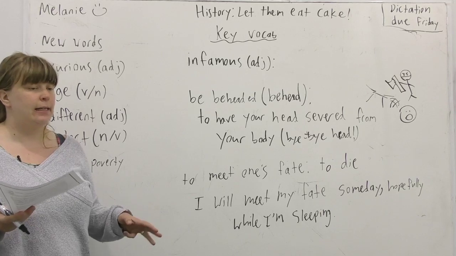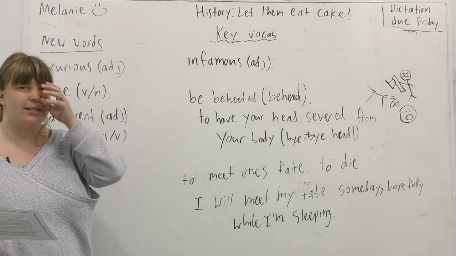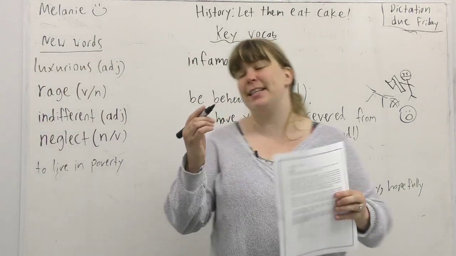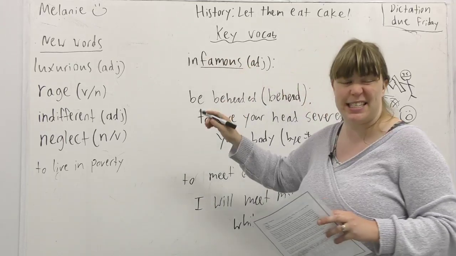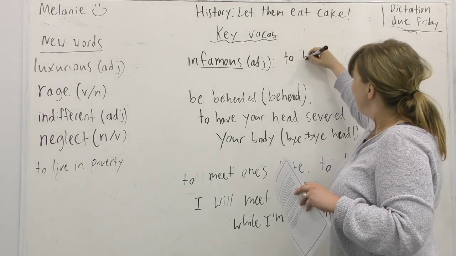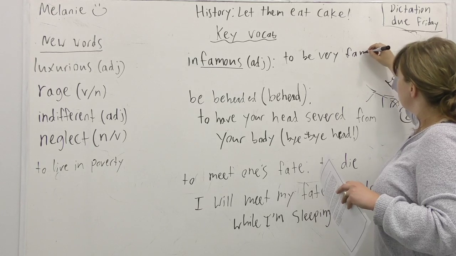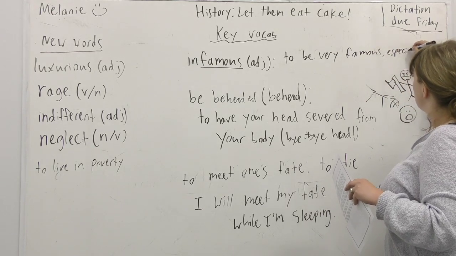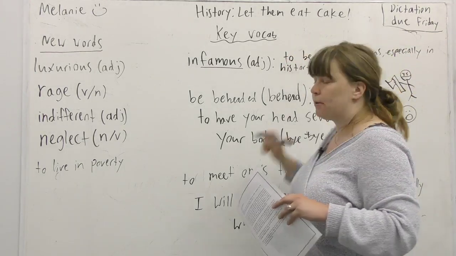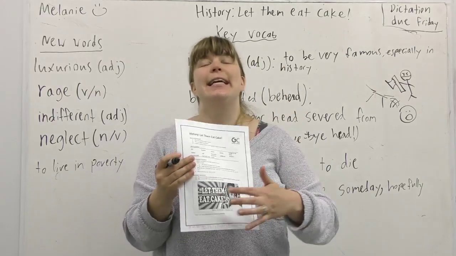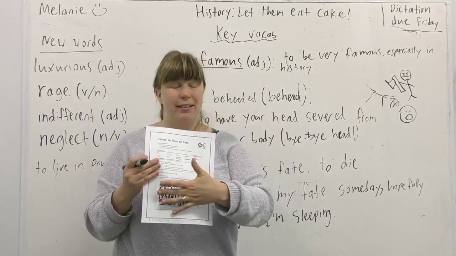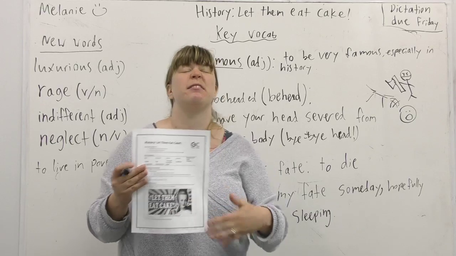Cool. Okay. And I still don't see any thoughts about infamous. That is unfortunate. All right. So infamous, it's basically the same thing as famous. I don't know why we have two different words. So to be very famous, especially in a historical context, especially in history. For example, Marie Antoinette is an infamous historical person of France. She's a very infamous person.